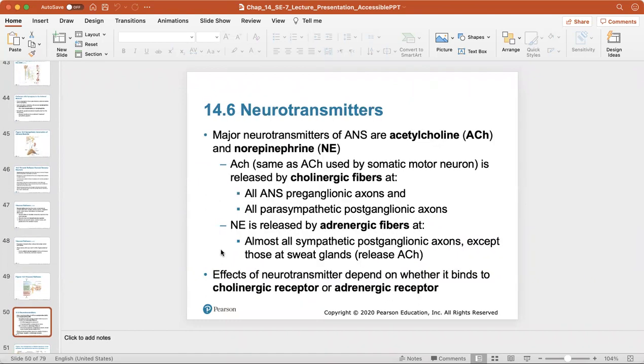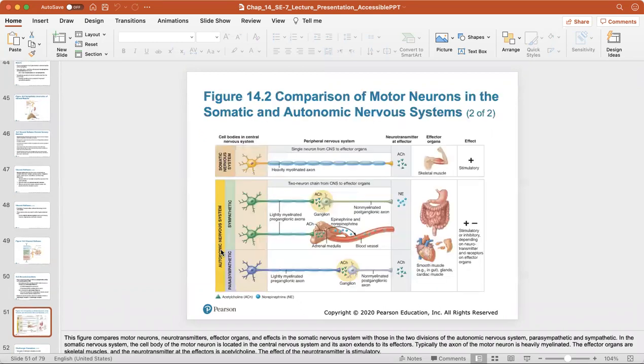The neurotransmitters involved in the autonomic nervous system are acetylcholine and norepinephrine. Acetylcholine is released by cholinergic fibers, and norepinephrine is released by adrenergic fibers. The effects of these neurotransmitters will always depend on what type of receptor they bind to. So again, this is a really good comparison of the motor neurons in the somatic versus the autonomic nervous system.